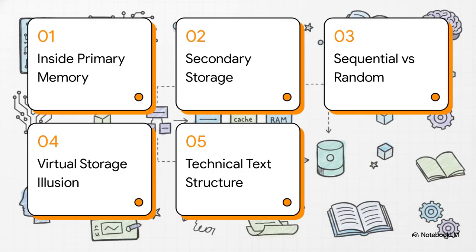Here is our roadmap for today. We'll start inside primary memory, look at expanding capacity with secondary storage, compare sequential and random access, unpack the virtual storage illusion, and finally, decode that technical text architecture.